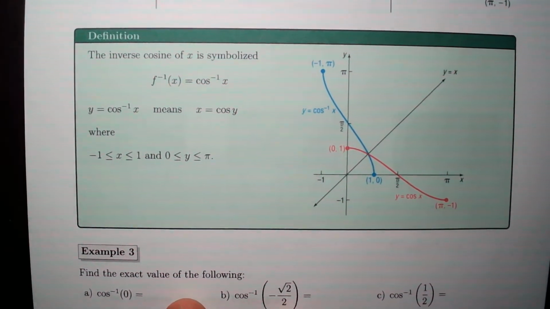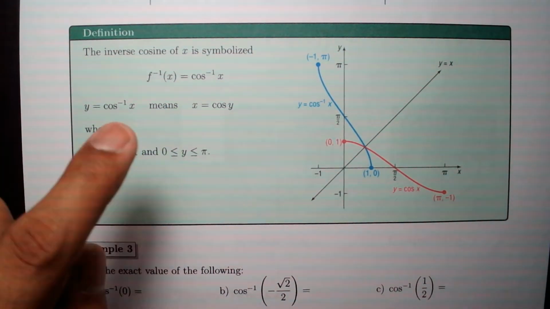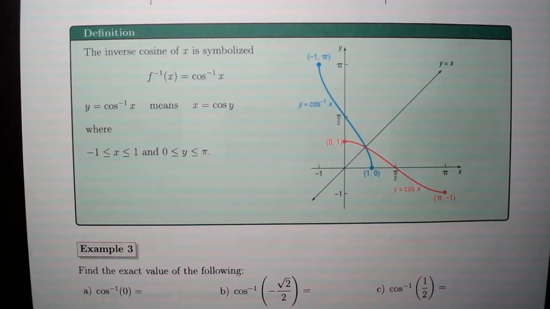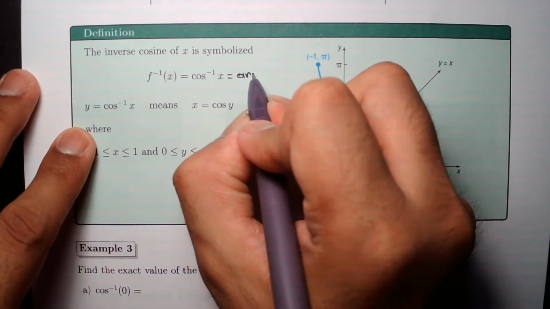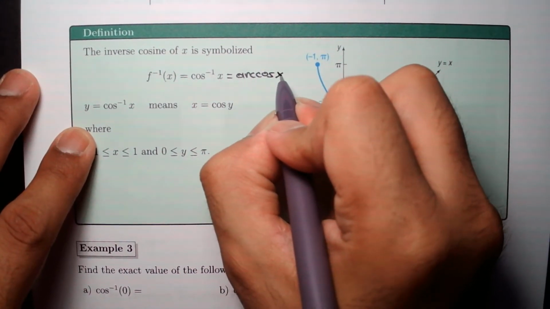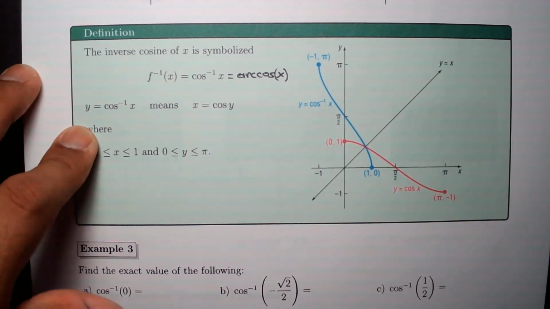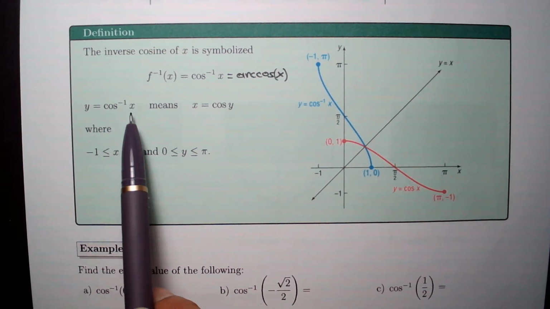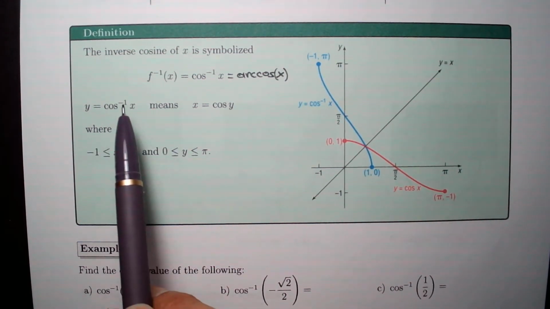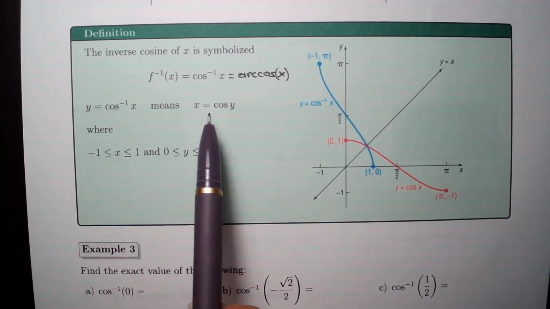And the properties are very similar. It's symbolized as cosine to the -1 of x, or cosine inverse of x, or arc cosine of x. Alright, that's another way to denote this function. And the same, y equals cosine to the -1 of x, or y equals inverse cosine of x, is the same as saying x equals cosine y.